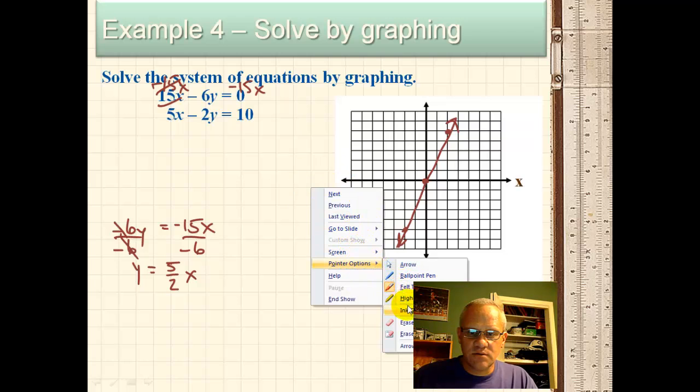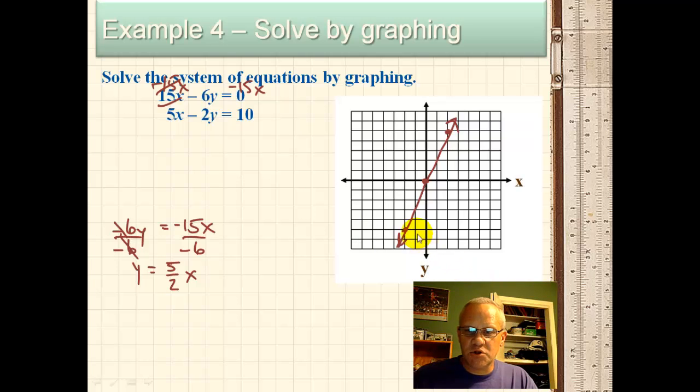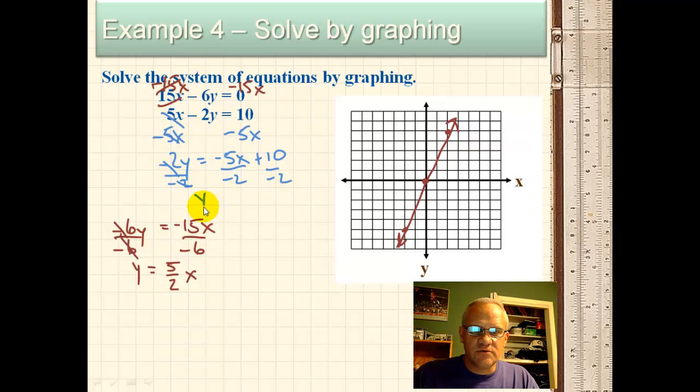All right. Let's see. Let's go with, I don't know, how about a light blue? Let's see how that works out. So what do I do here? Minus 5x. Minus 5x. So we have a negative 2y equals negative 5x plus 10 divided by a negative 2. And so what do we have? Y equals negative divided by negative is positive 5 halves x. 10 divided by negative 2 is minus 5.